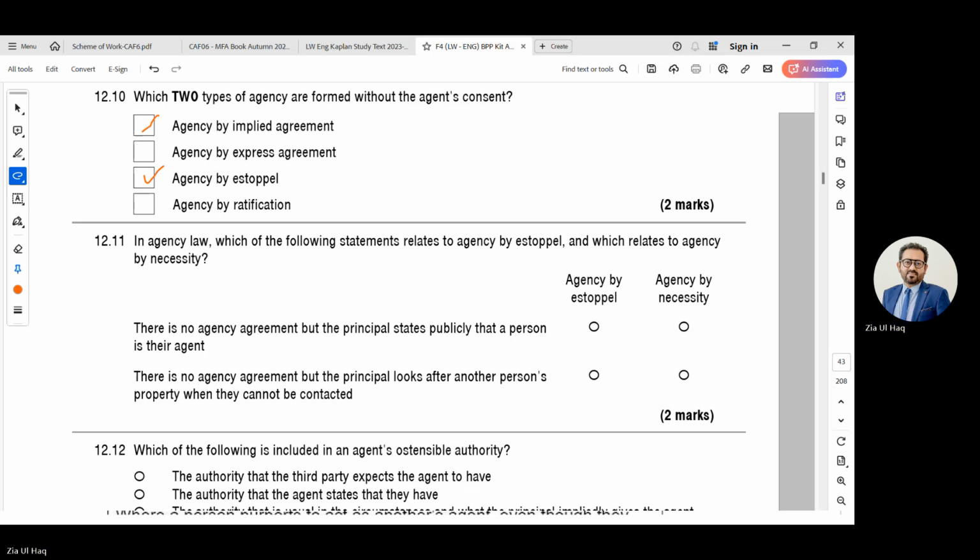12.11. In agency law, which of the following statements relate to agency by estoppel and which relate to agency by necessity? There is no agency agreement, but the principal states publicly that a person is my agent. There is no agency agreement, but the principal looks after another person's property when they cannot be contacted. Not a principal, it should be agent. Looks after another person's property when they cannot be contacted, meaning not impossible to contact him. Necessity.